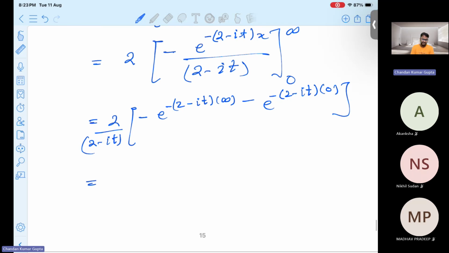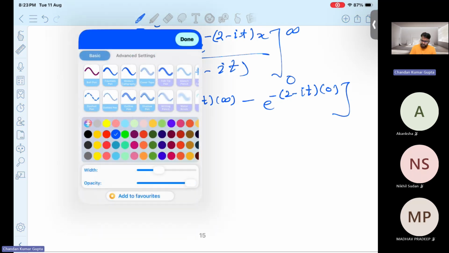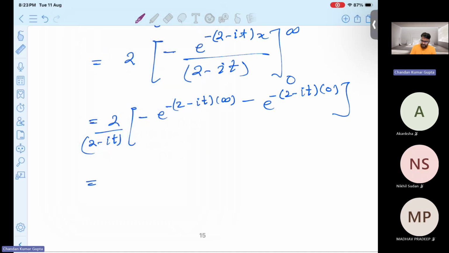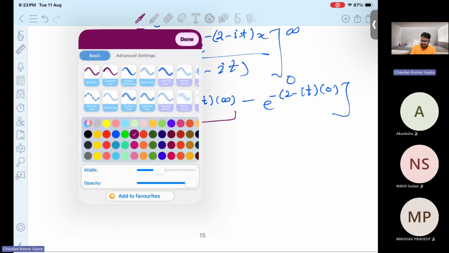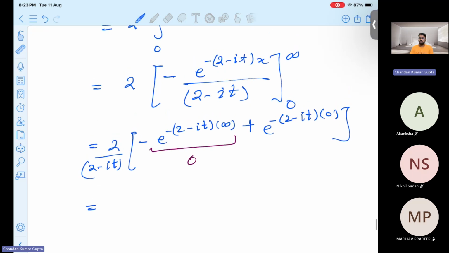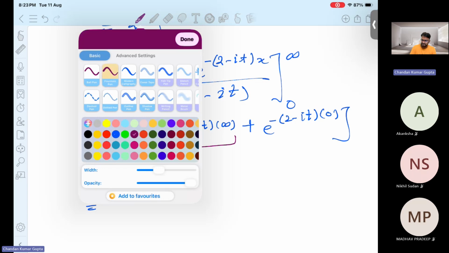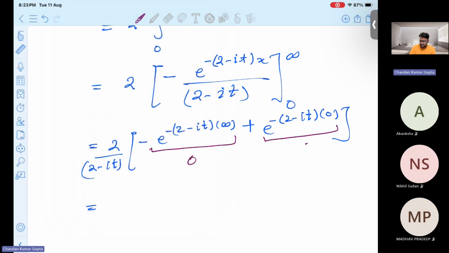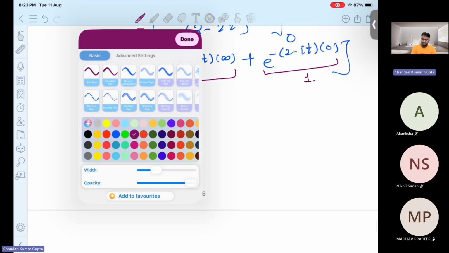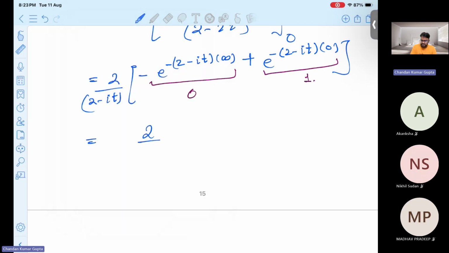So obviously you people directly know this value comes out to be 0. And here it comes out to be 1, because this minus this, so minus and minus comes out to be plus, and this value 1. So from there, 2 upon 2 minus it. This will be our final answer. Okay, this will be our final answer.